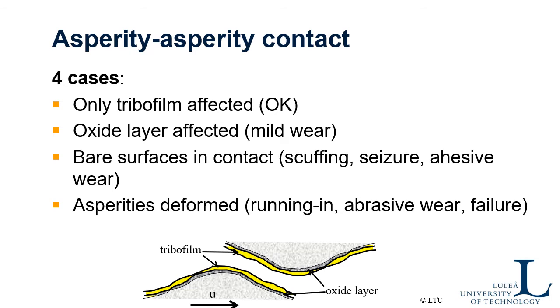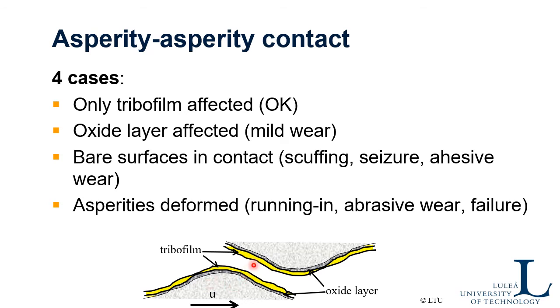Everything happens on the asperity level. You may distinguish between 4 different cases of asperity collisions. So let's assume that we have an asperity here. We have its base material, its oxide layers, and some kind of reacted tribofilm layer here. And you have a similar asperity here. You see that the lower asperity crashes into the upper asperity, and 4 things may happen then.